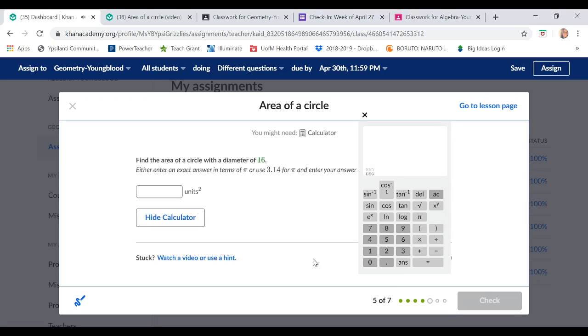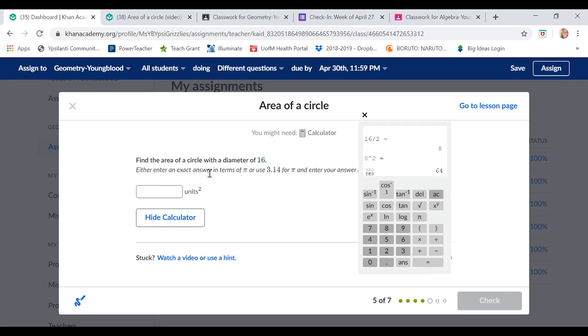Good. 3 more. Find the area of a circle with a diameter of 16. So again, we did do one like this when I gave you a picture. The diameter is 16. So to find the radius, we're going to divide 16 divided by 2. The radius is 8. So to find the area, we need to square that. So 8 squared is 64.